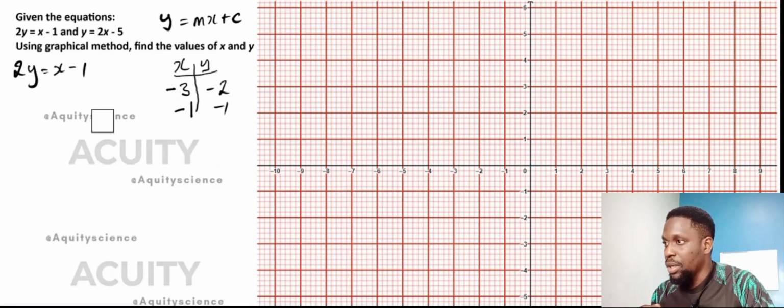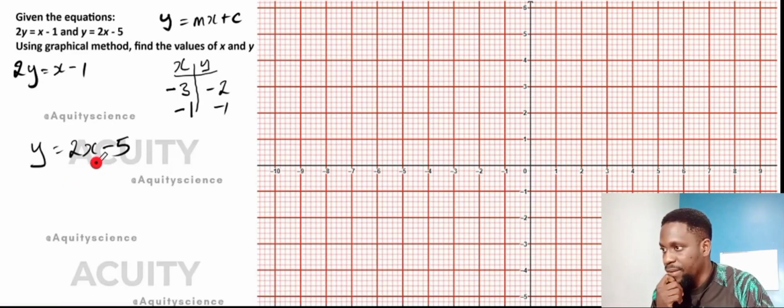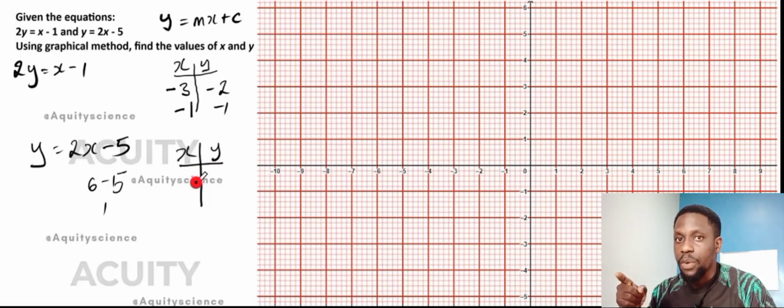For the second equation, we have y equals 2x minus 5. If I use any number here, it will just work because I don't need to divide. If I use 3 here, 3 times 2 is 6, and 6 minus 5 is 1, right? Another table for this, x and y. For x, I just used 3, that is why I had 3 times 2, 6. So when x is 3, y is 1.